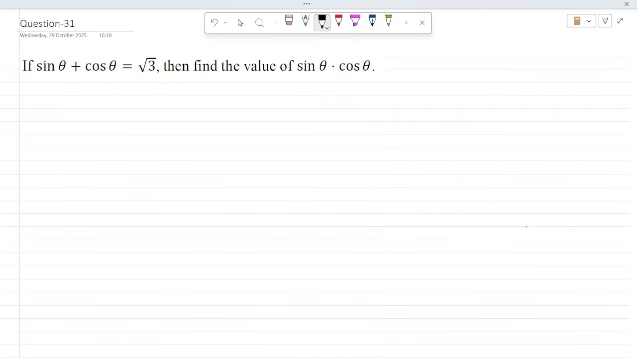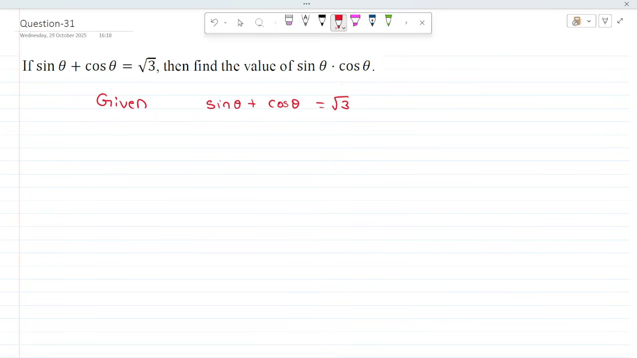Let's see. They gave sin theta plus cos theta is equal to root 3. Then find what is sin theta into cos theta. Take it as given. What is given here? Sin theta plus cos theta is equal to root 3. See, sin theta into cos theta I need. Am I correct or not?